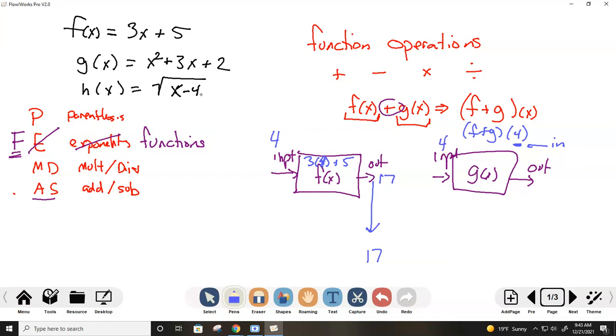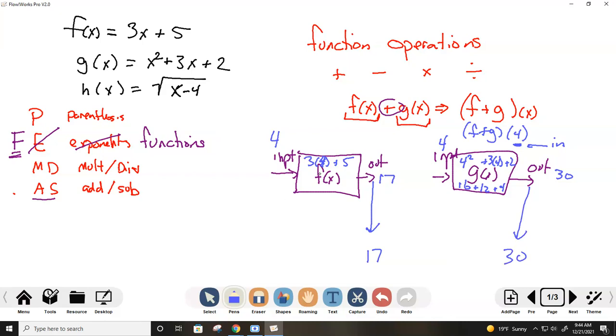G, I plug in 4. My g of x is going to be x squared plus 3x plus 2, so 4 squared plus 3 times 4 plus 2. So what's that going to be? 16 and 12 and 2, 28, 30. 30 is my output. I pull this down here.